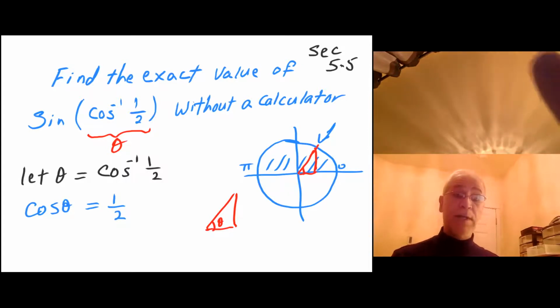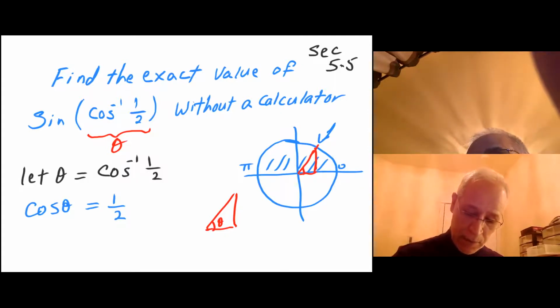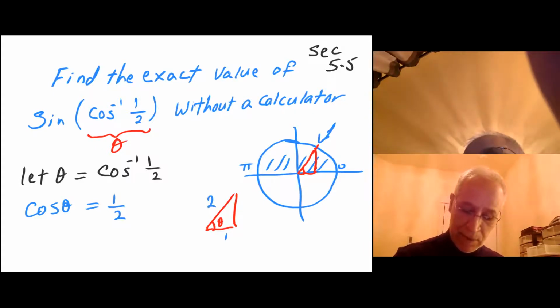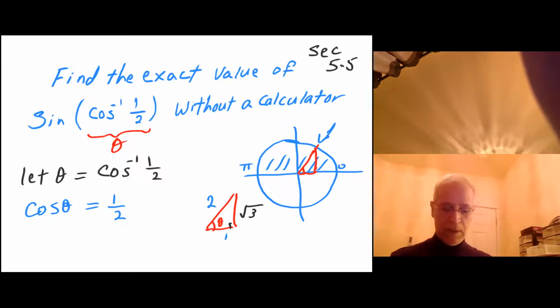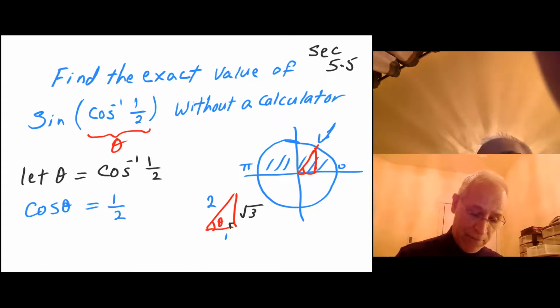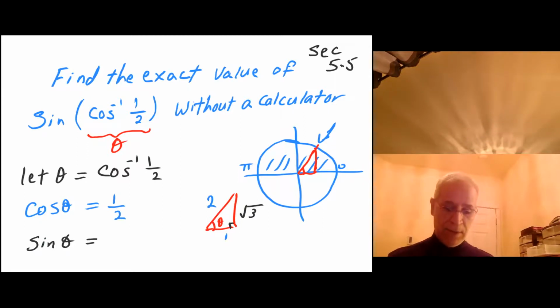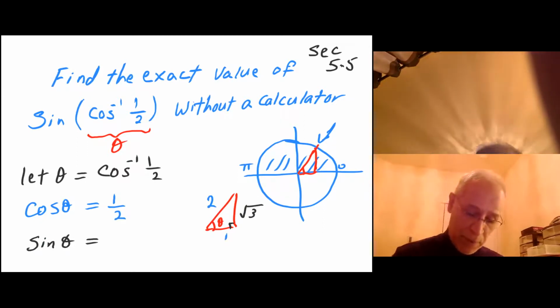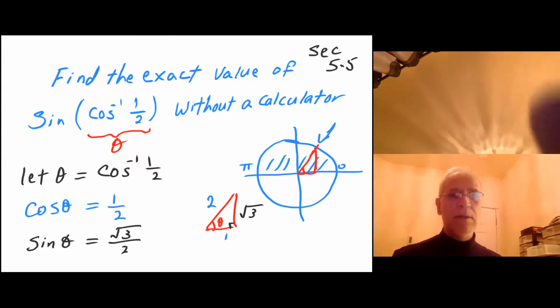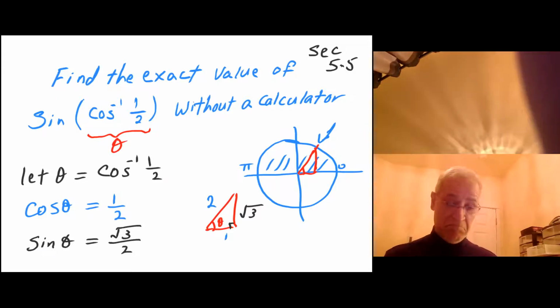What do I know? Cosine is adjacent over hypotenuse. So that means that the side opposite must be square root of 3. So we exchange the sine of cosine inverse of 1/2 with sine of theta, and sine of theta equals opposite over hypotenuse. So I have square root of 3 over 2, as easily and effortlessly as that, without a calculator.